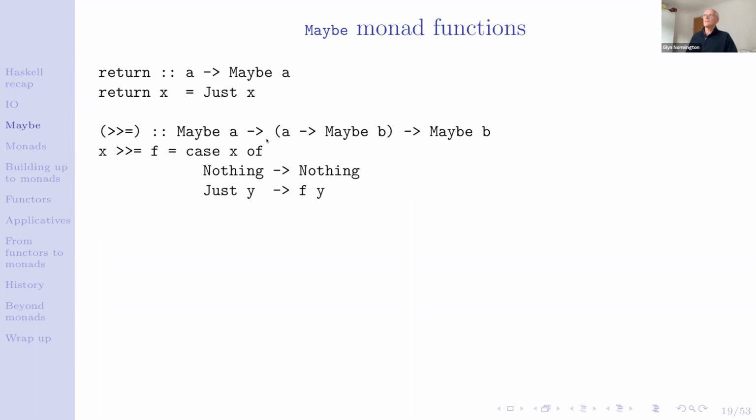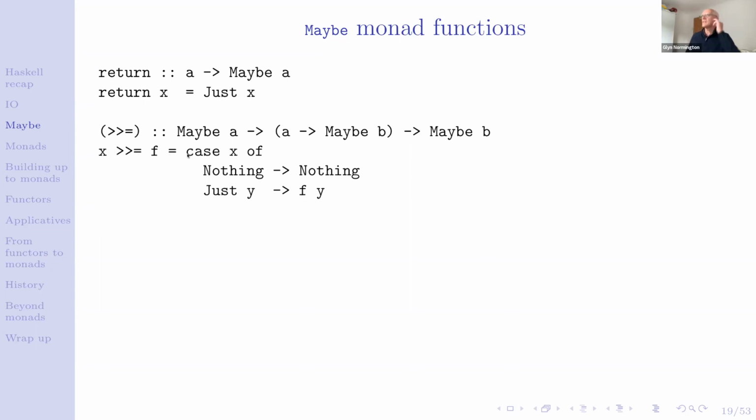So essentially what we're doing is taking a value in the context. We're kind of pulling the value out of the context under the covers and applying a function that produces another value in a context. And then we're giving back that value in the context. And the implementation of that is like this.